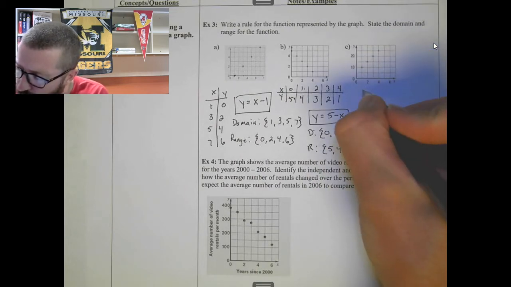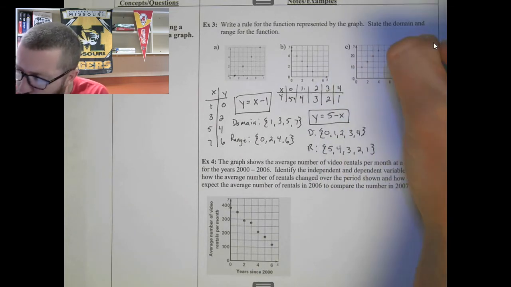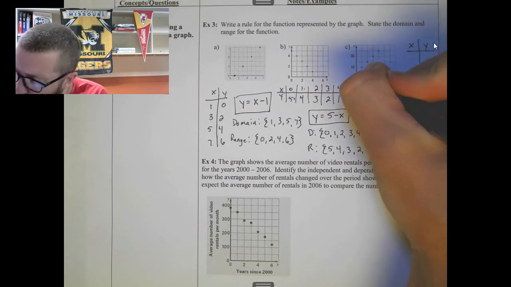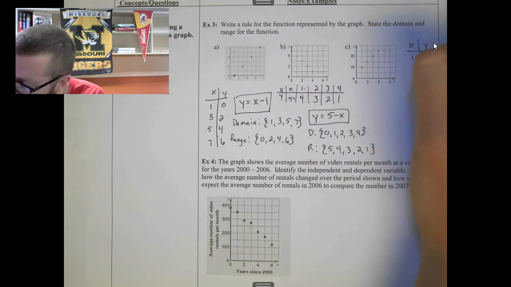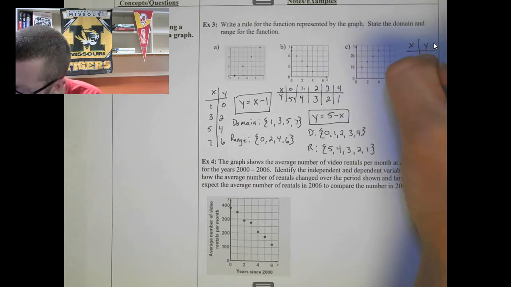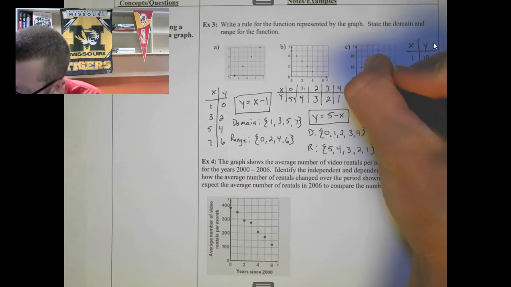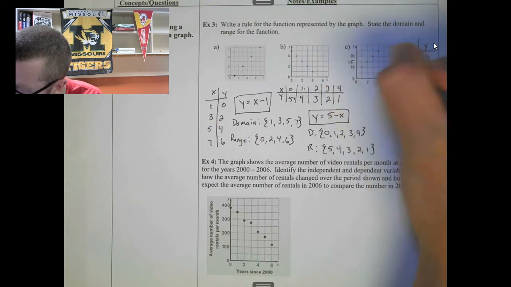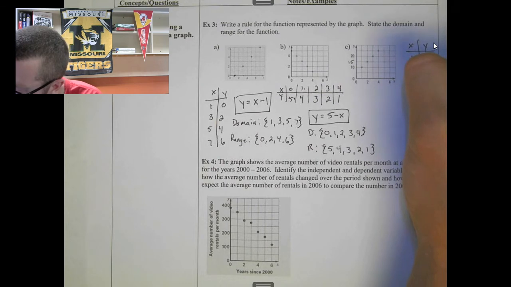Okay, and then last one here, I'm going to put the table over here. So we start at 1, 10, and then pay attention to the scale. It's by 5, so it goes up to 2, 15 would be right here, 3, 20, and then 4, 25.